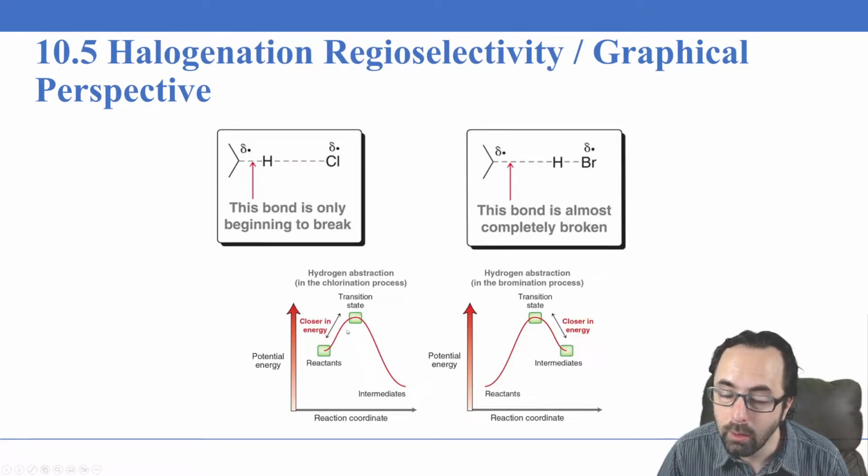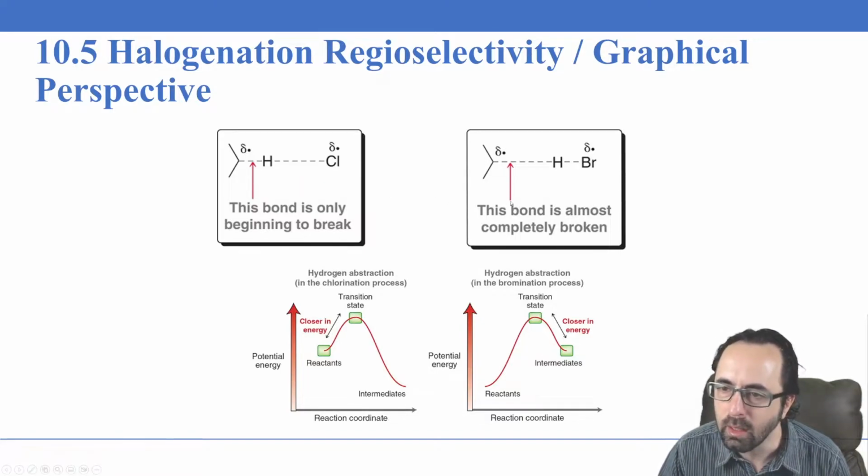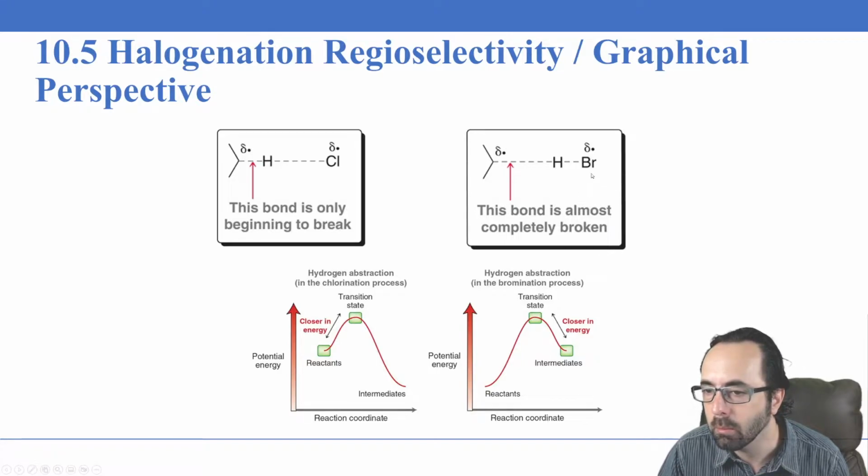Well, when we're looking at the transition state, what it means for the chlorination is that the bond between the carbon and the hydrogen will be mostly intact, only beginning to break. And the hydrogen-chlorine bond will just barely be starting to form. However, in the case of the bromination here, the bond between the carbon and hydrogen will almost be completely broken by the time it reaches the transition state. And the bond between the hydrogen and the bromine will almost be completely formed.